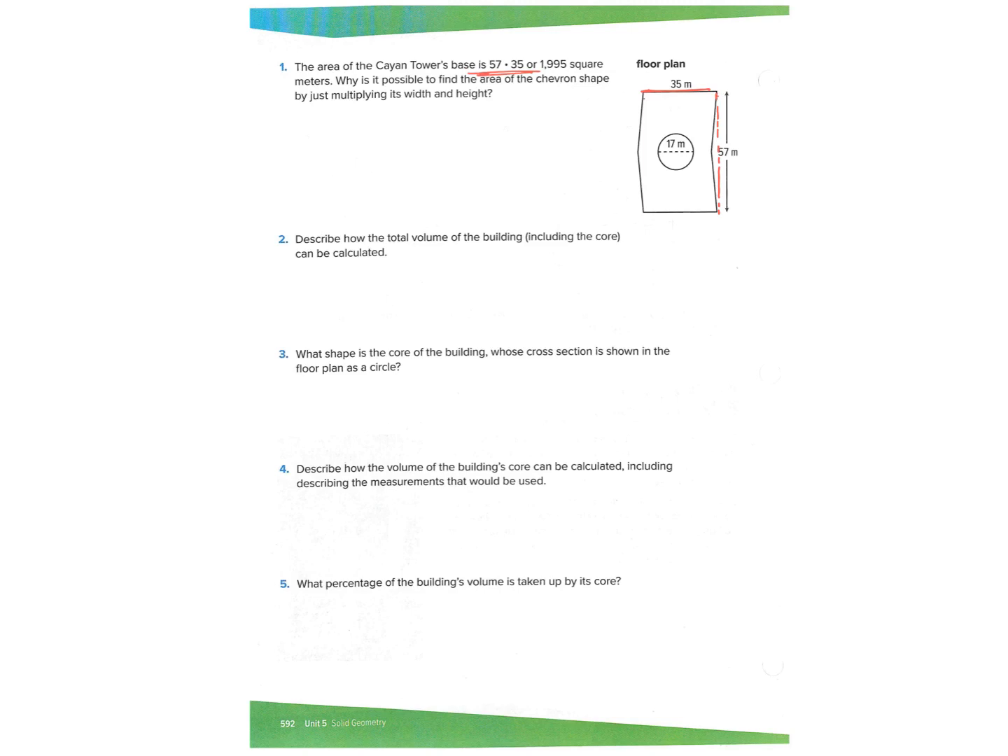I hope you notice that if we cut off this little section over here, I can slide it over here, and that would create a rectangle that's 35 by 57. Now keep in mind, I'm not considering the circular cutout right now. So yes, my cross-sectional area is 1,995 square meters.